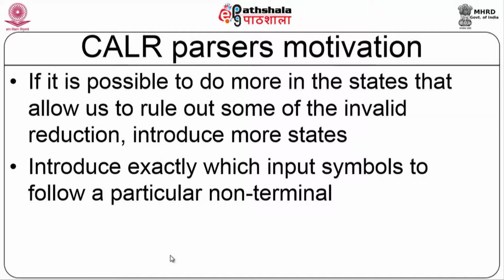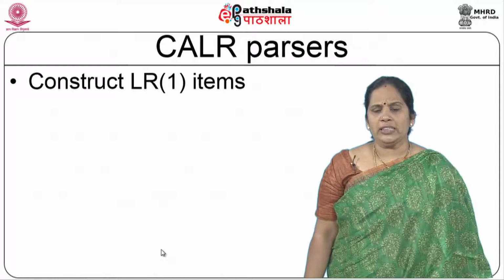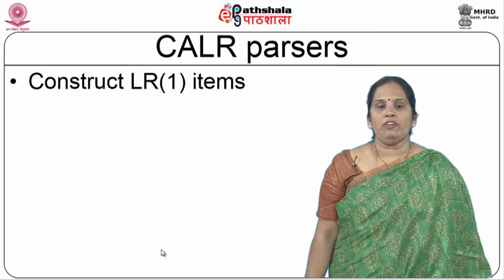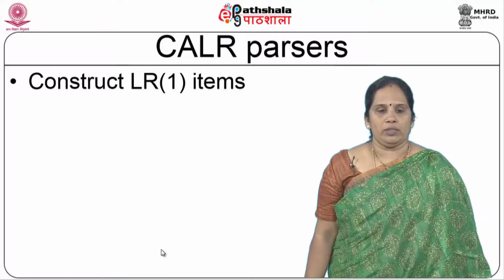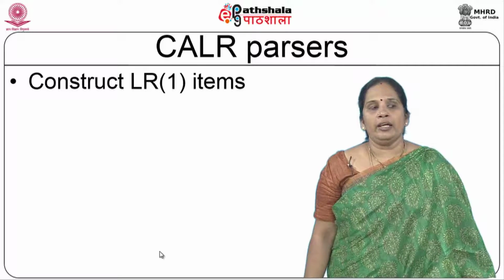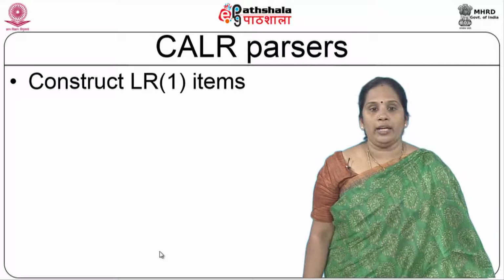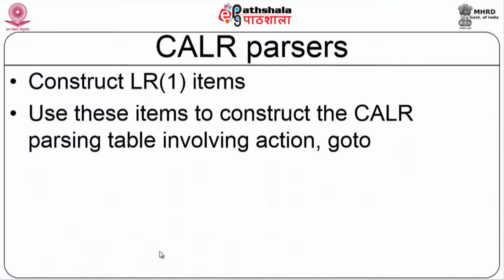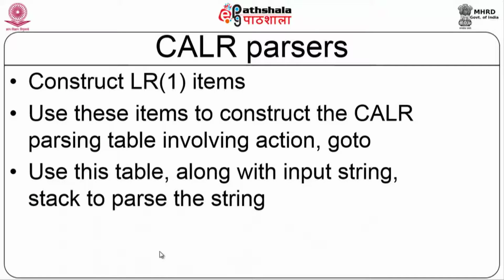So, the first step in canonical LR parsers is to construct LR(1) items. Where we had LR(0) items in the SLR parser, here we have canonical LR, which uses LR(1) items, and we use these items to construct the canonical LR parsing table, involving the action and goto parts, and use this parsing table along with the input string to parse the string based upon the stack.